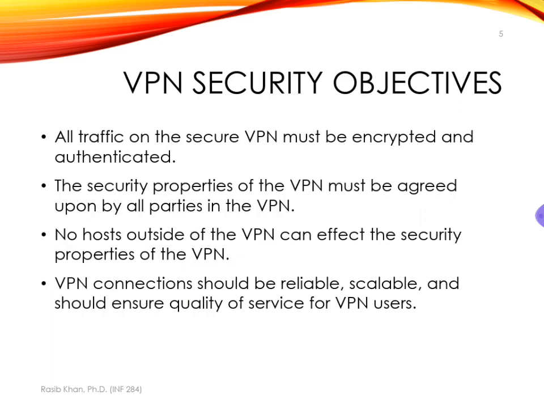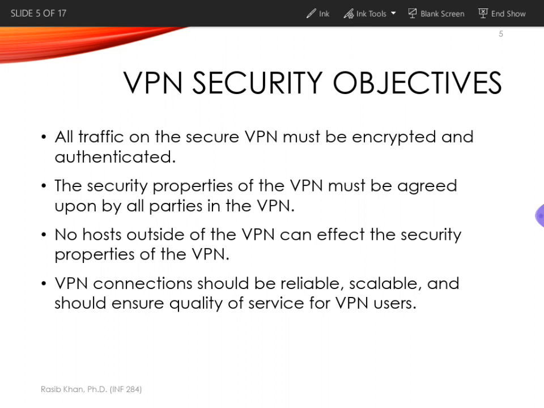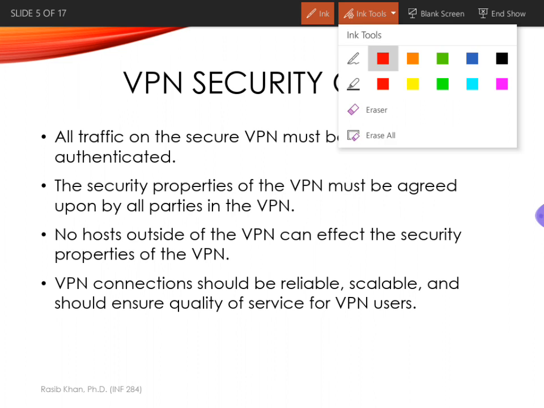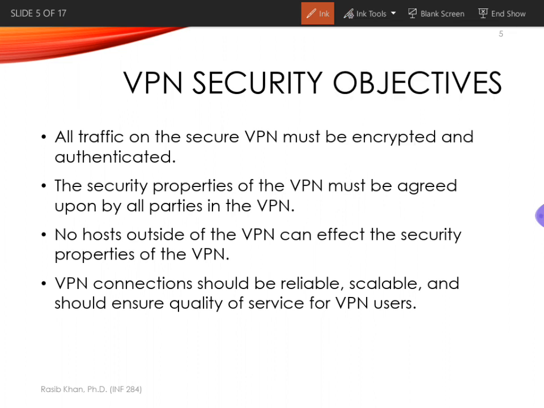So there are certain objectives, we call the security objectives for VPNs. And to summarize the security objectives, we can say that, first of all, traffic on the secure VPN must be encrypted and authenticated. That means that any information that we pass through the VPN must be protected from the outside world.